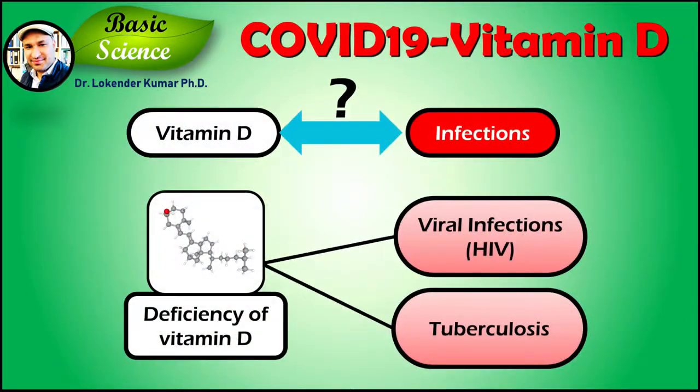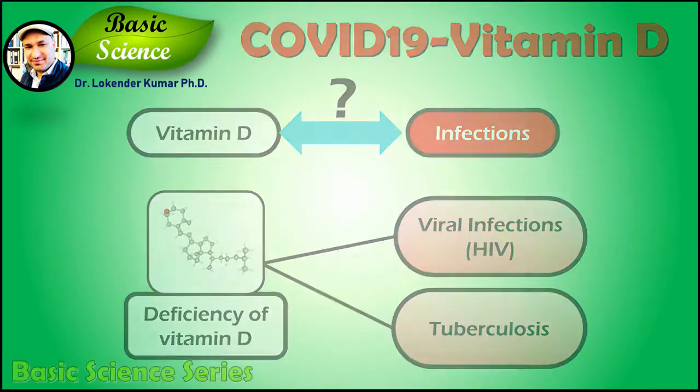The key question is, how is vitamin D linked with infection? The simple answer is that the deficiency of vitamin D has been linked to increased risk or severity of viral infections, including HIV. Low levels of vitamin D appear to be a risk factor for other serious infections like tuberculosis. In addition to that, research supports that vitamin D supplementation may slightly reduce the severity and risk of respiratory tract infections.